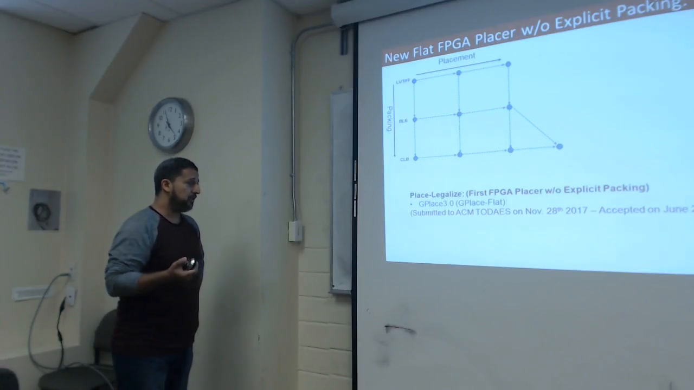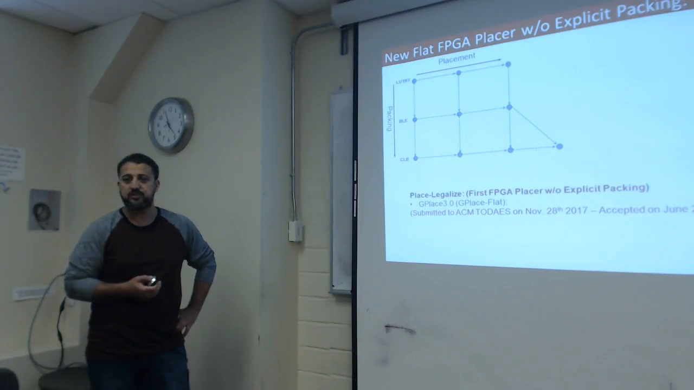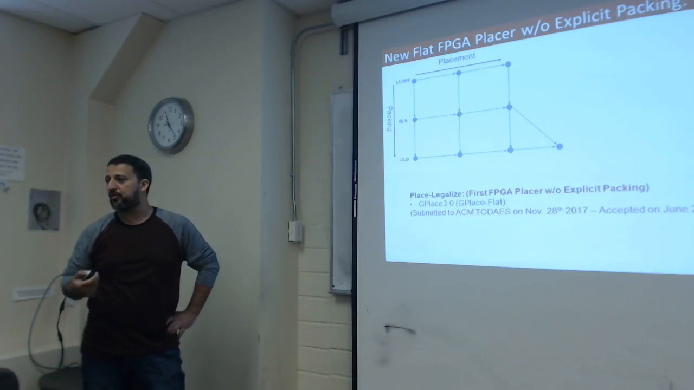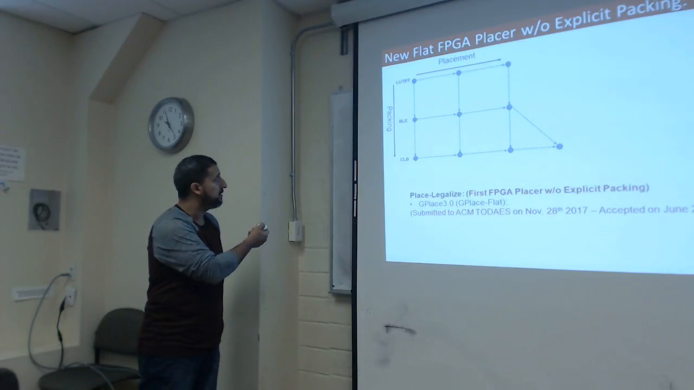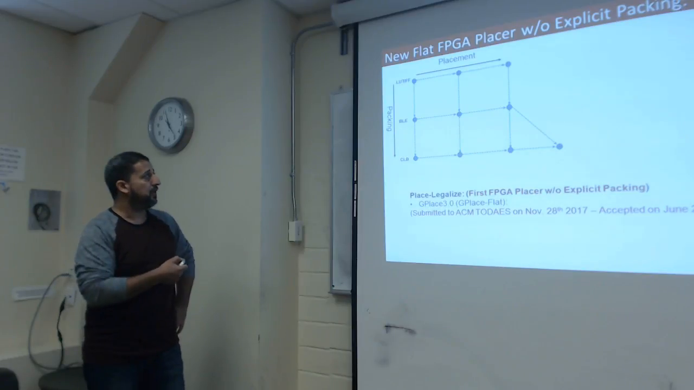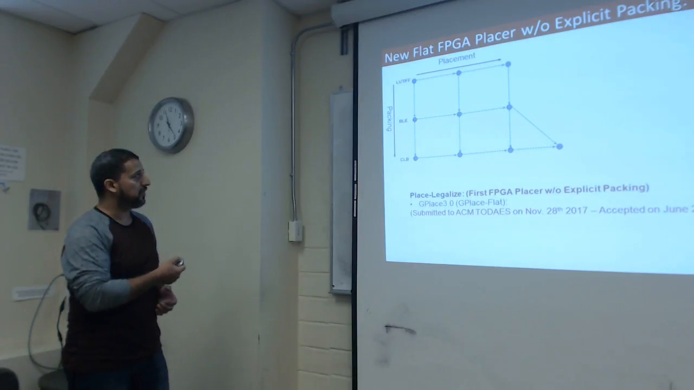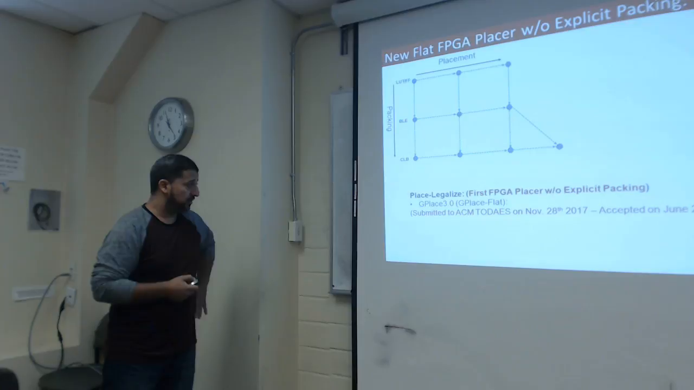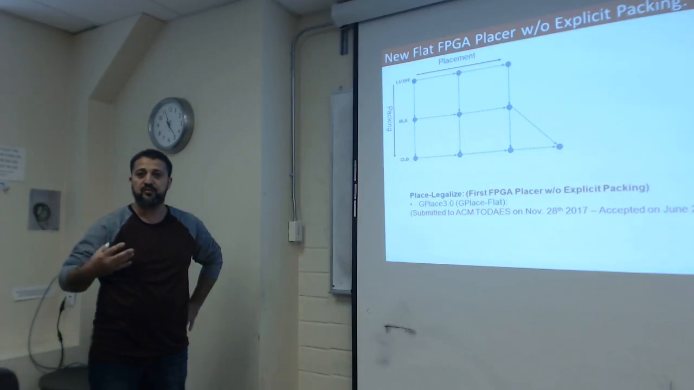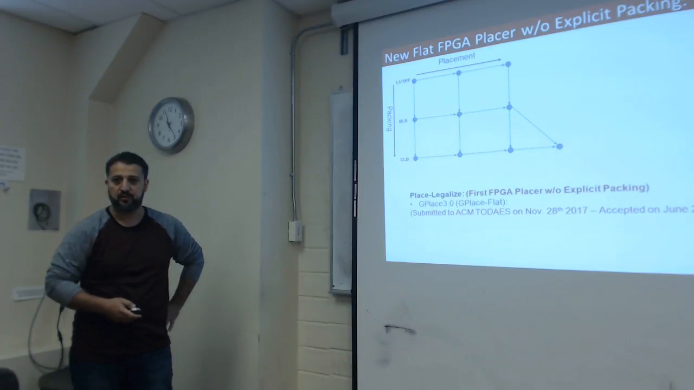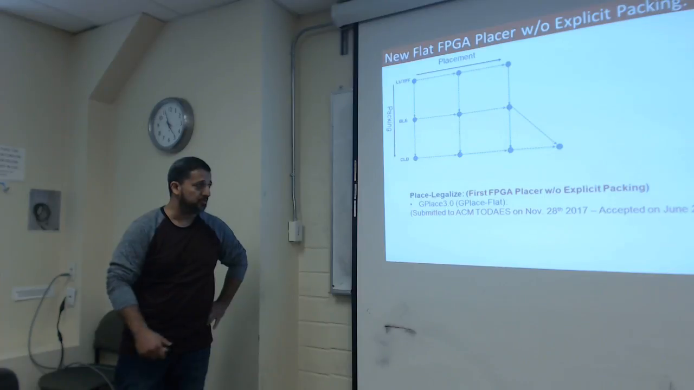So we came up with a new methodology for placement, which is flat all the way. We incorporate all the legalization rules within the bipartition legalization during global placement. We work with a flat LUT and flip-flop netlist and accommodate those legalization rules while we do the global placement, so every time we have a legal solution. This work doesn't have an explicit packing stage, so in each iteration the flip-flops and LUTs are free to move to find different optimal locations. This work was submitted to ACM in November 2017 and accepted in June.